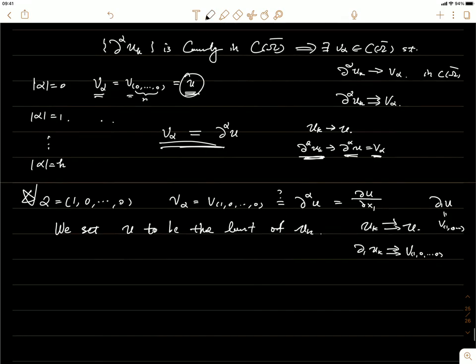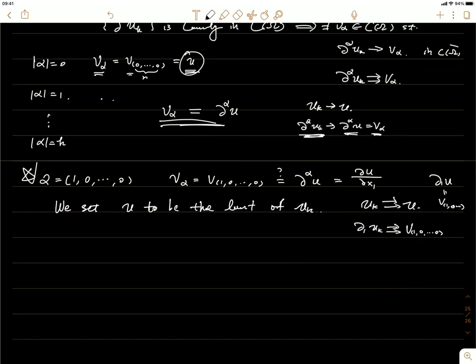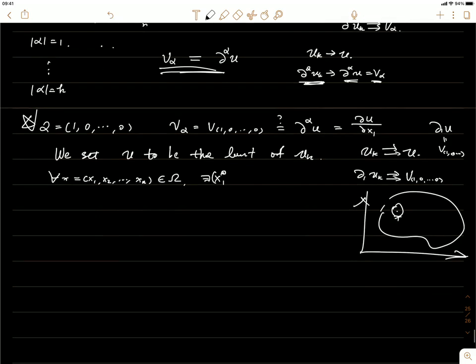Okay, so let's see how to do that. First of all, because omega is open, I know that for every point x = (x1, x2, ..., xn) in omega, there exists a neighborhood of x that is in omega. So this is omega, this is x, and there is a neighborhood in it. More specifically, I'm choosing some point (x1,0, x2, ..., xn) in the neighborhood. If this is the x1 axis and this is the x2 axis, I'm essentially choosing some point on the horizontal line next to x. Only the first coordinate is x1,0 now; the others are the same. And that is also in omega.